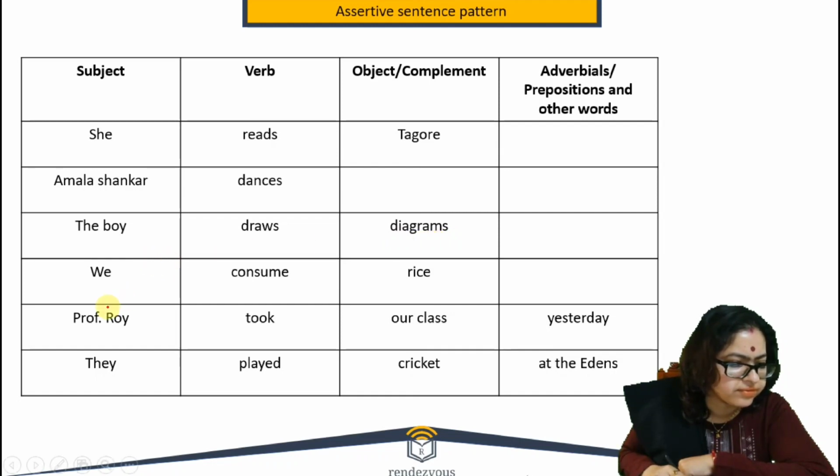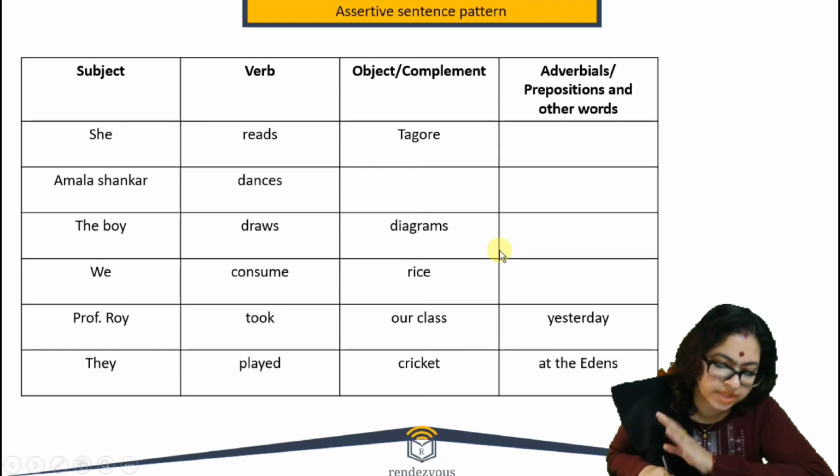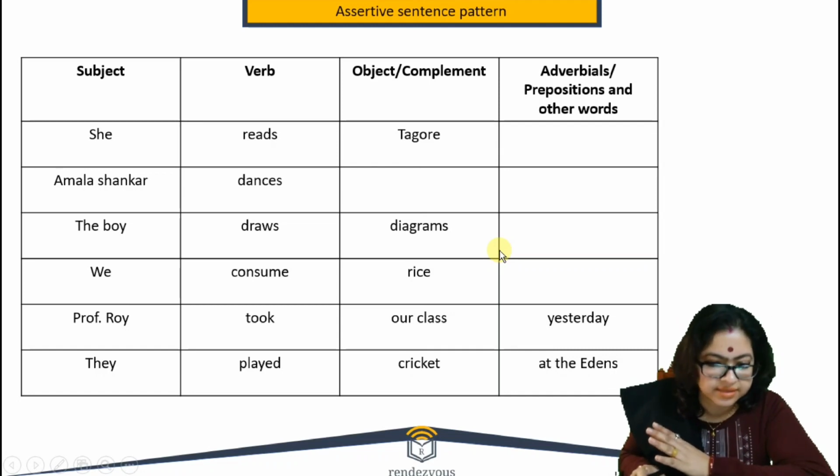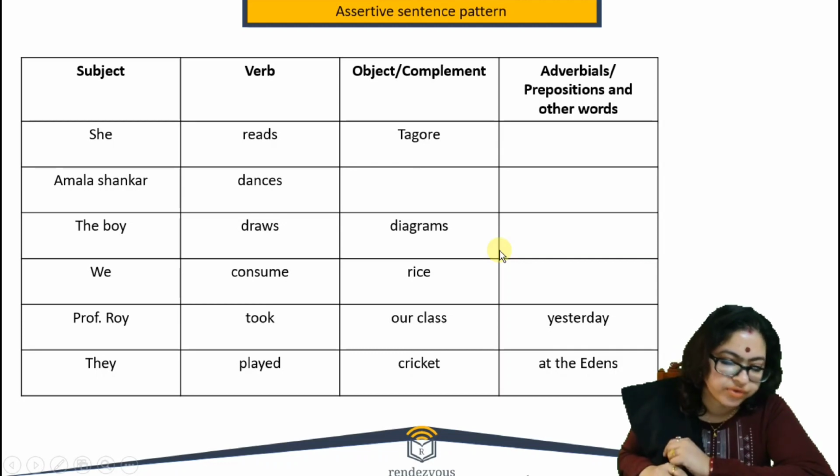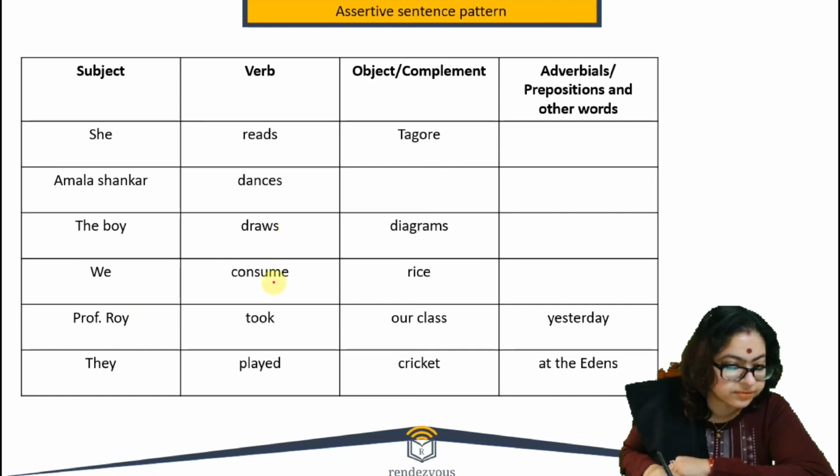Next we have, we consume rice as our staple food. I have not written that part, as our staple food. The sentence written here is, we consume rice. We here is the subject, consume is the verb, and what do we consume? Rice. Rice is the object.